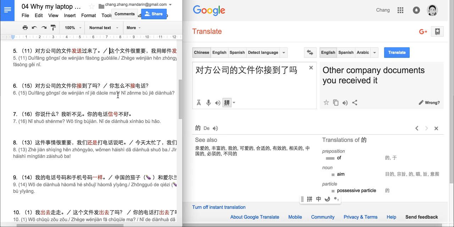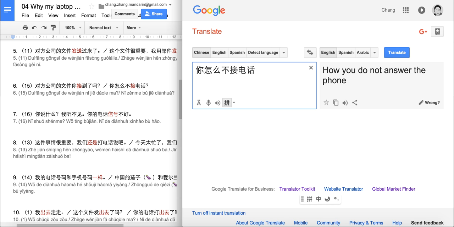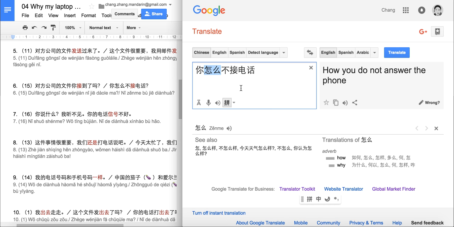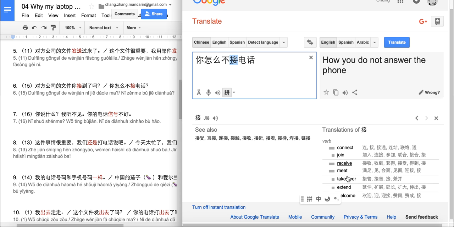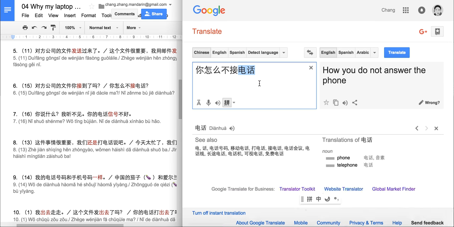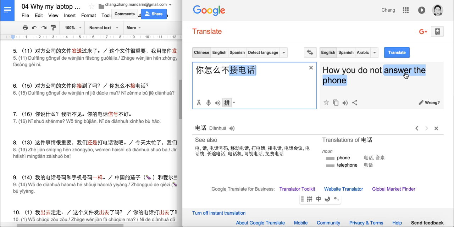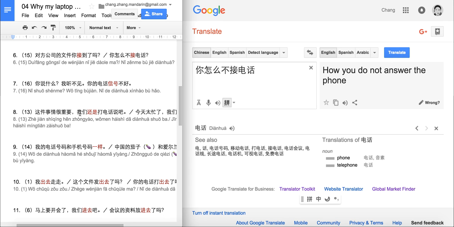Next one, short and useful. 你怎么不接电话? 你怎么不接电话? Okay. You 怎么 how, 不 not, 接 to receive, and here means to pick up, not in the list. To pick up, to receive. 电话, the phone, and here refers to the phone call. So 接电话 means to answer the phone, or pick up the phone call. So you how not pick up the phone, that is, how come you didn't answer the phone, right? Next one.